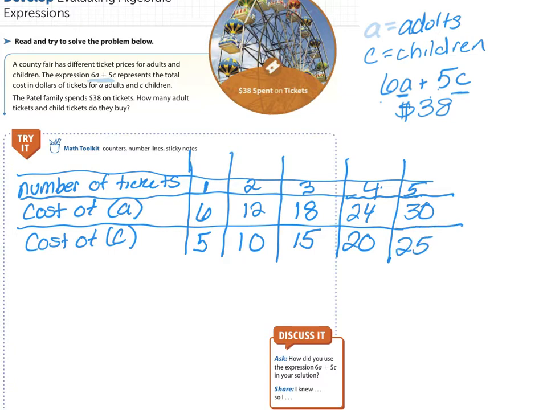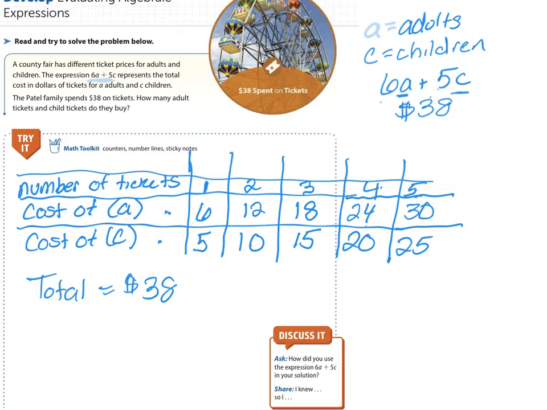So you might be asking, why did I do this? Well, I know the total has to be $38. So no matter what I decide to choose up here, the two have to add up. So I'm looking at my table. I need to find in this row the adult tickets and an amount in this row, the child tickets, two amounts that add up to $38. So I'm looking through here. 6 and 5 is 11. That doesn't work. A lot of guess and check.